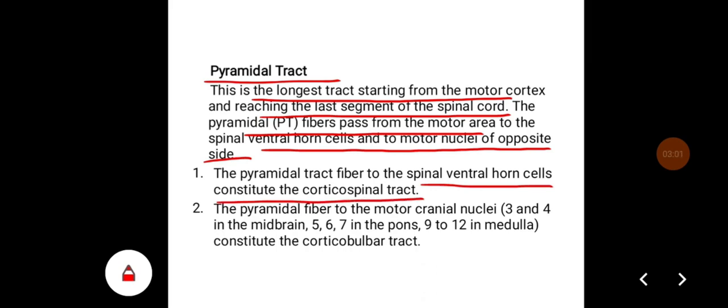The pyramidal fibers to the motor cranial nerves, that is 3, 4 in the midbrain, 5, 6, 7 in the pons, and 9 and 12 in the medulla, constitute the corticobulbar tract.